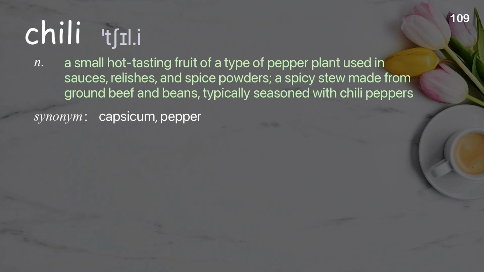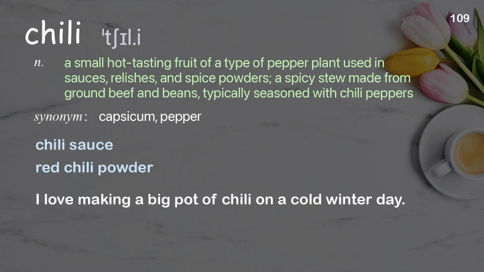Chili. A small hot-tasting fruit of a type of pepper plant used in sauces, relishes, and spice powders, a spicy stew made from ground beef and beans, typically seasoned with chili peppers. Examples. Chili sauce. Red chili powder. I love making a big pot of chili on a cold winter day.